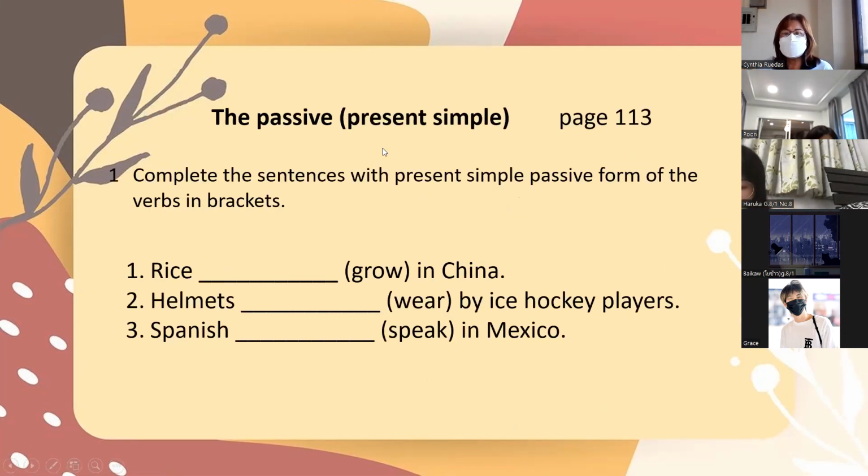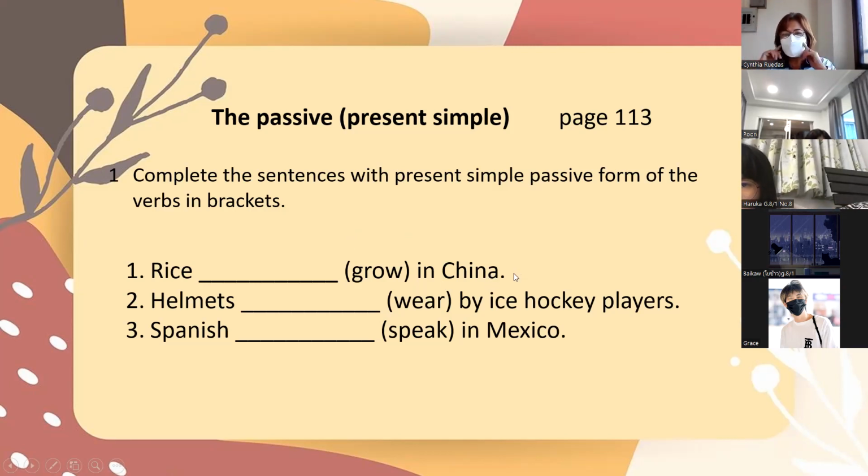Okay, let's do it. For passive present, this is very easy. Page 113. Will you please open your book to page 113 and we have to answer this? Complete the sentences with the present simple passive form of the verb in the brackets. For number one, we have grow. Rice blank grow in China. So what will be your answer?